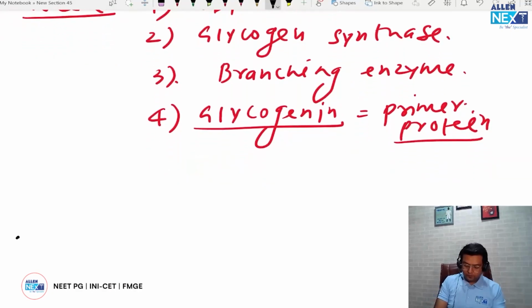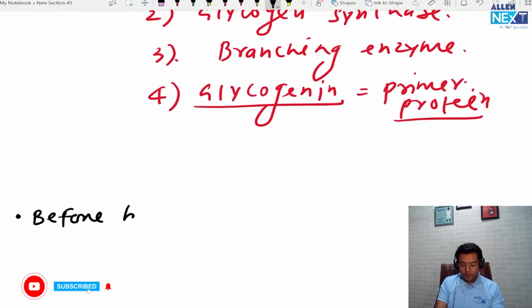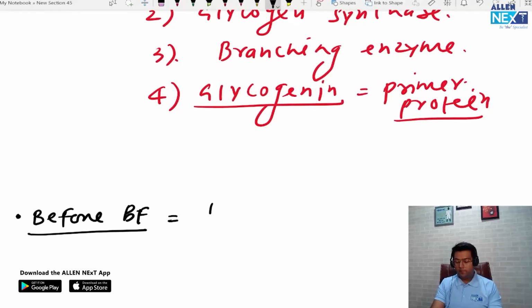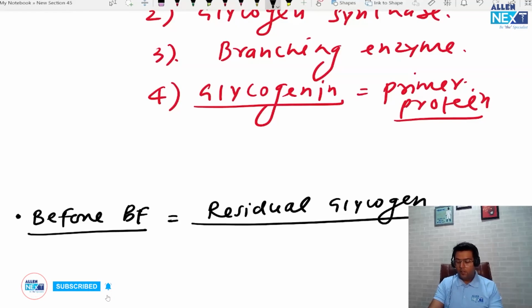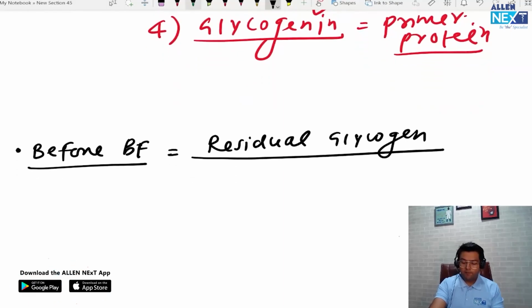So look, first of all, before breakfast, okay? So before the breakfast, what is left in my liver? So in my liver, there is residual glycogen left. Because it has been 12 hours, or almost 12 hours, so whatever is left with me is residual glycogen, nothing much is left, right?